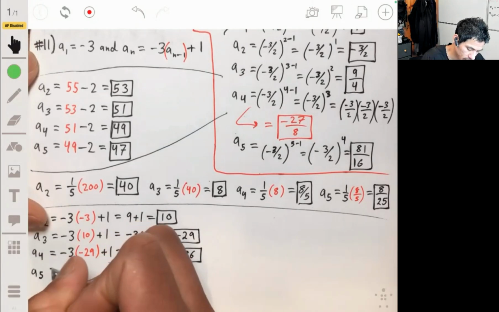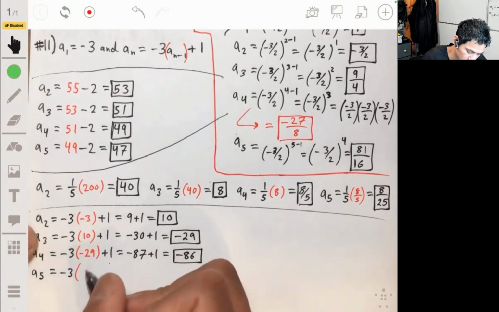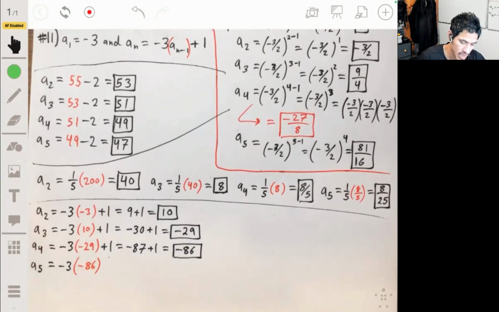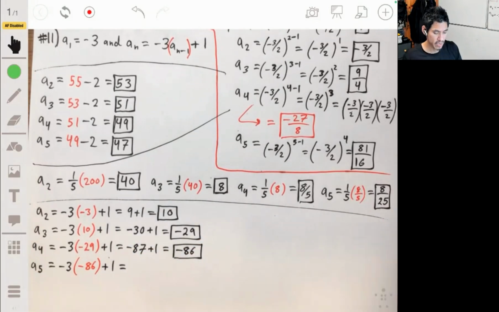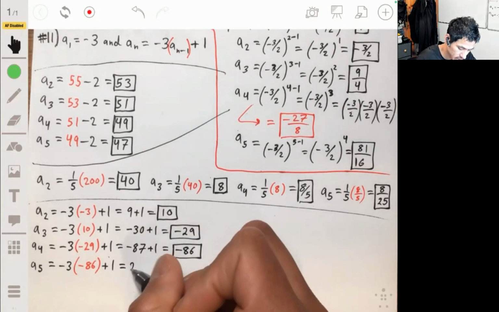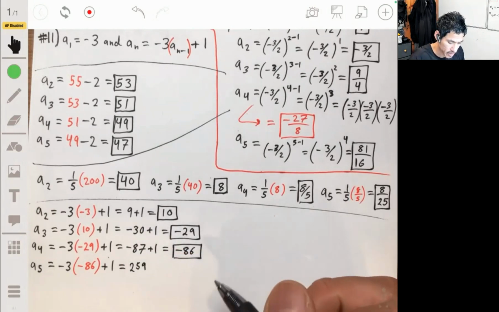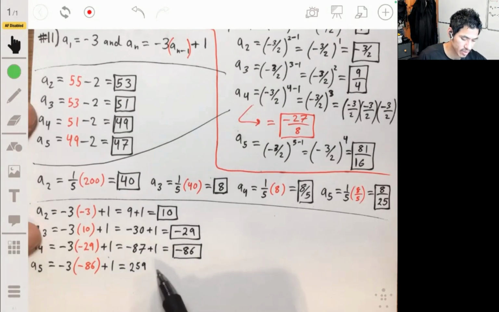And A5 will get -3 multiplied by A4, which is -86, and then add 1 to it. And we'll get -3 plus 80, -3 times 86 would be 258. Hold up a second. I think, did I do this? Oh, I did this. Wow. Caught myself here.